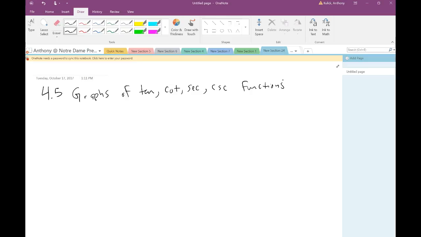So today we're going to talk about graphs of tangent, cotangent, secant, and cosecant functions. Rather than going through and deriving what the parent function is going to look like and dealing with all that, it's essentially the same process. The values are going to change, so we're going to cut to the chase here.